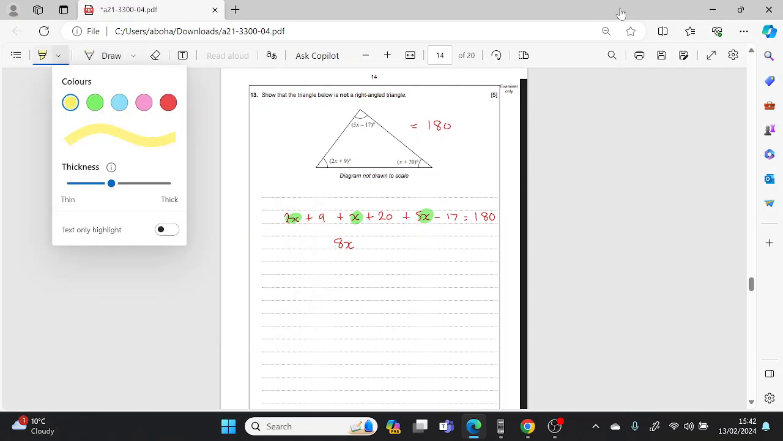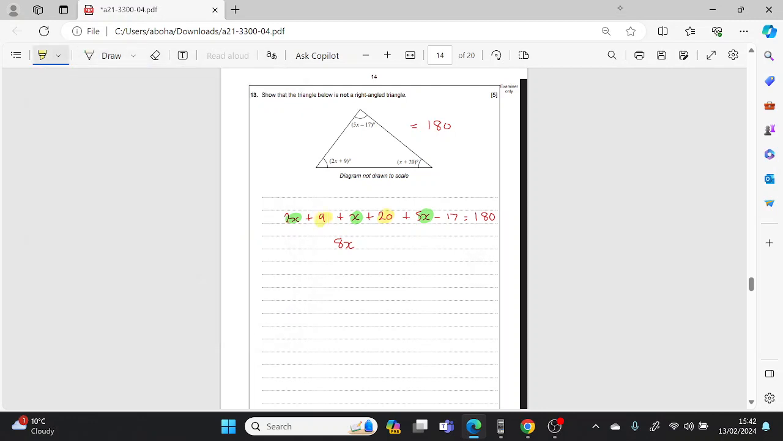Okay, and then here you've got the numbers now. Don't forget the negative belongs to the 17. So 29 take away 17 is 12. That is equal to 180. So 8x is equal to 180 minus 12, which is going to be 168. So 8x is equal to 168, which means that x is equal to 168 divided by 8, which is 21.